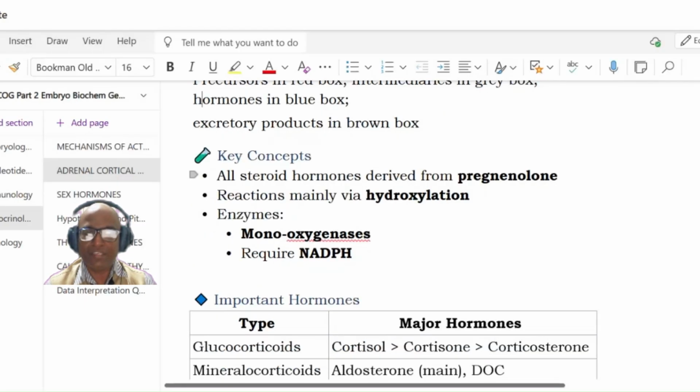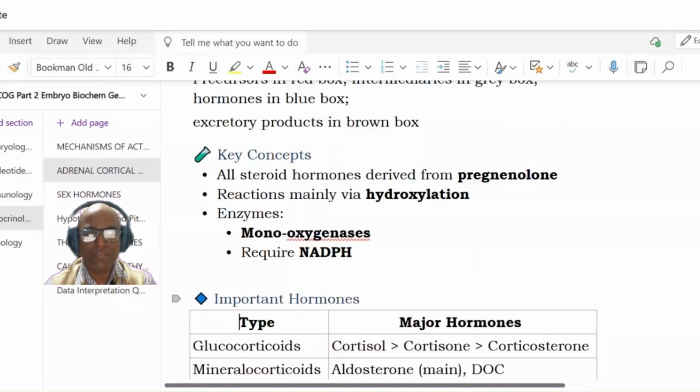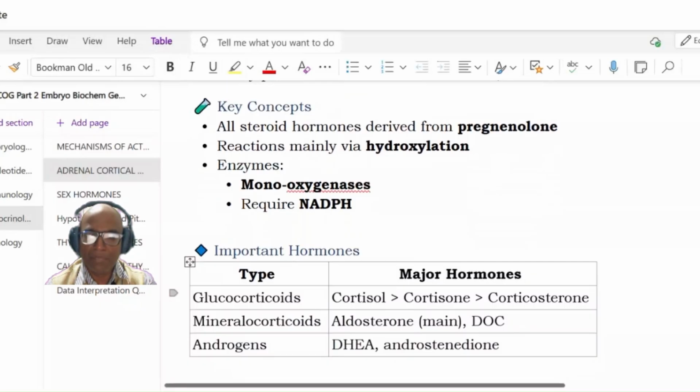Now the key concept here is that all steroid hormones are derived from pregnenolone. Reactions involve mainly hydroxylation, and the enzymes are monooxygenases, which require NADPH. Now let's talk about the important hormones. We'll discuss the glucocorticoids, mineralocorticoids, and the androgens, which are the hormones of the adrenal cortex.